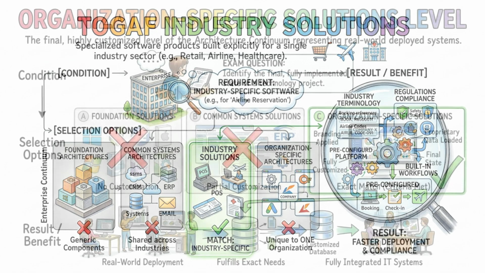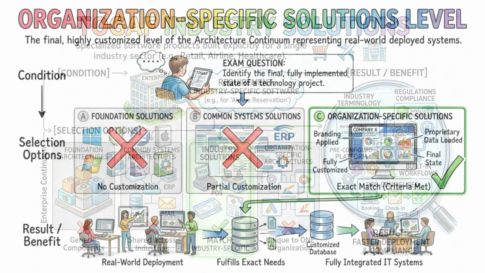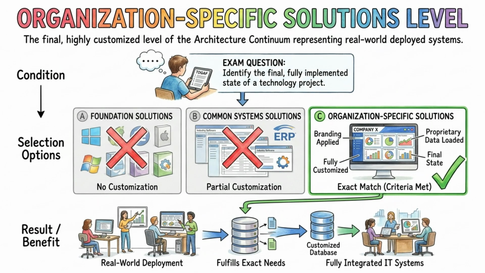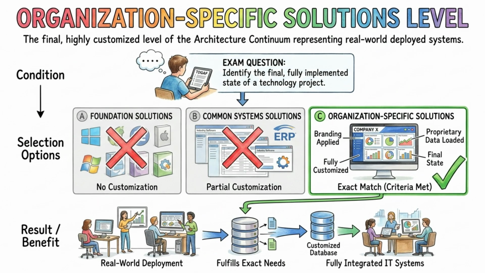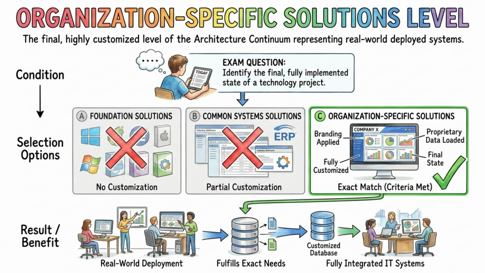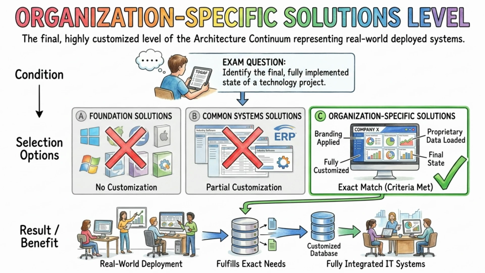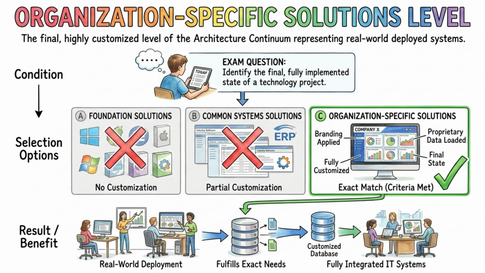The final level is organization-specific solutions, representing the highly customized, fully configured IT systems running inside your specific company. This represents a product that has been fully integrated into your environment, customized with your branding, and loaded with your proprietary data. It is the real-world deployment that fulfills the exact needs of your organization-specific architecture. Exam questions will ask you to identify this level as the final, fully implemented state of a technology project.